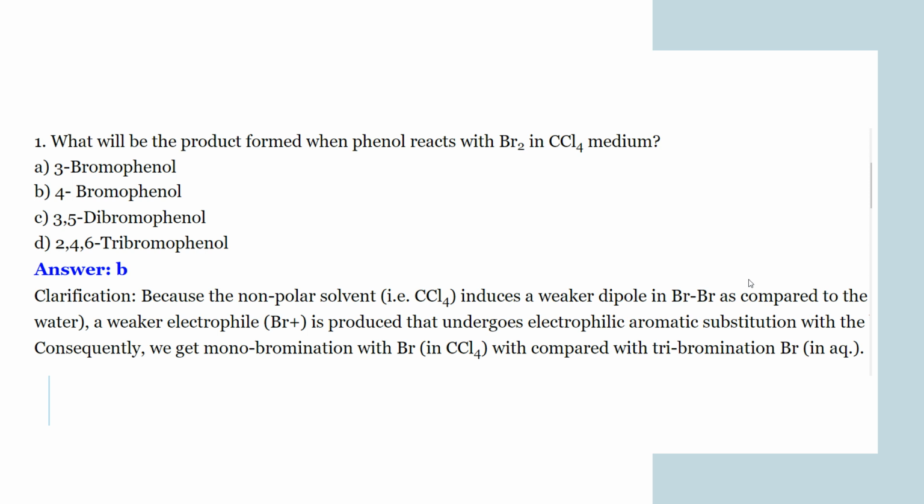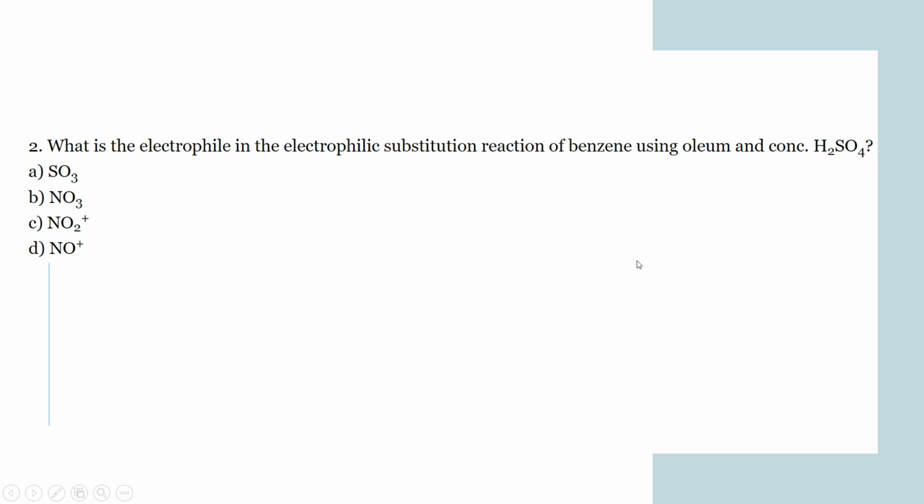After this question, let us move ahead to the next question. What is the electrophile in the electrophilic substitution reaction of benzene using oleum and concentrated H2SO4? In last week's tutorial also we learned about various electrophilic substitution reactions and we thoroughly discussed the mechanism of nitration. This particular reaction condition is talking about oleum and concentrated H2SO4. Now what is oleum? Oleum is H2S2O7. It is a highly acidic reaction condition, even more acidic than concentrated H2SO4.